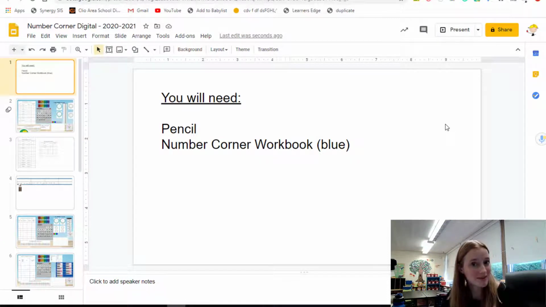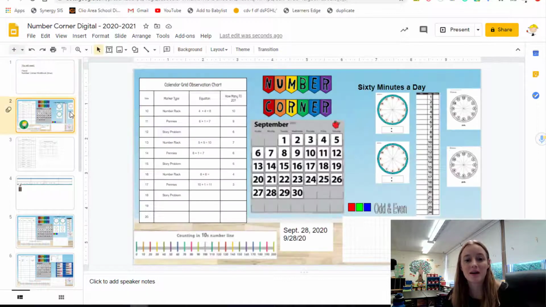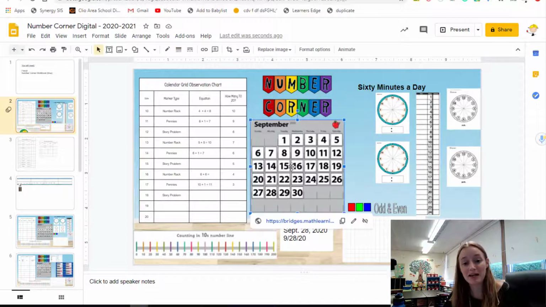All right, for Number Corner today, you are going to need a pencil and your Number Corner workbook, which is the blue one. You'll use these at the end of today's Number Corner, so make sure you have them ready to go for when we start. All right, for Number Corner today, we're going to go ahead and click on our calendar.